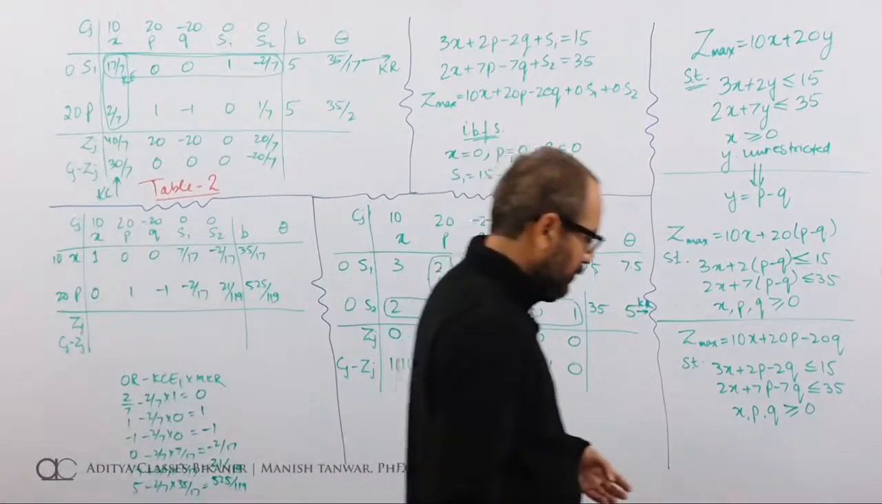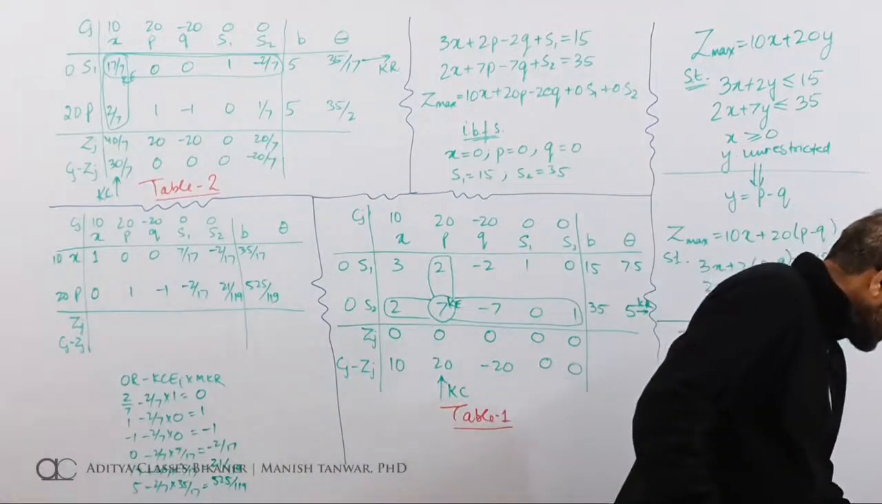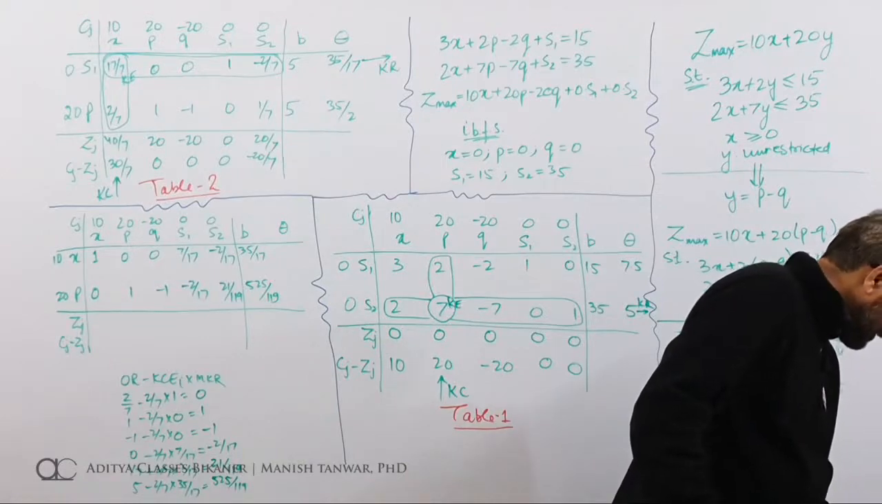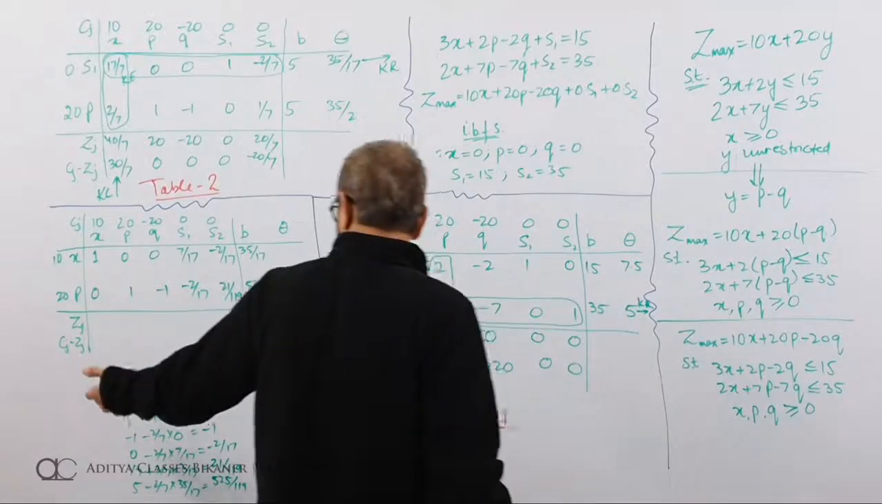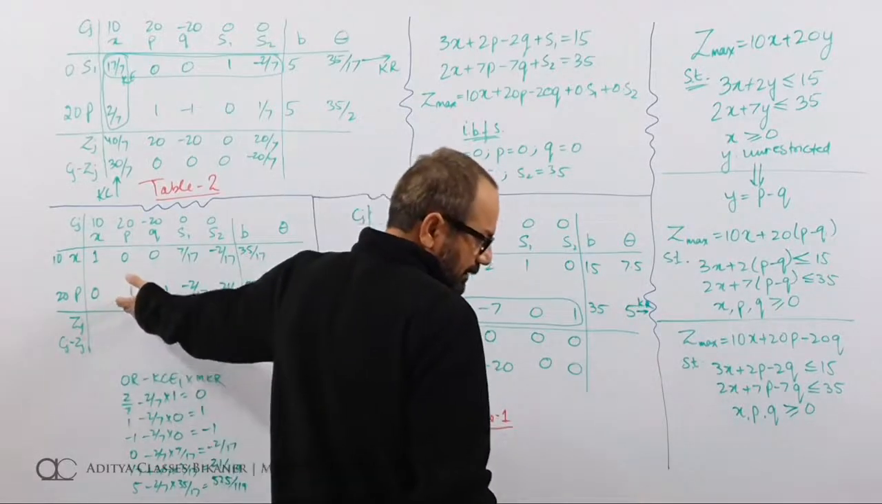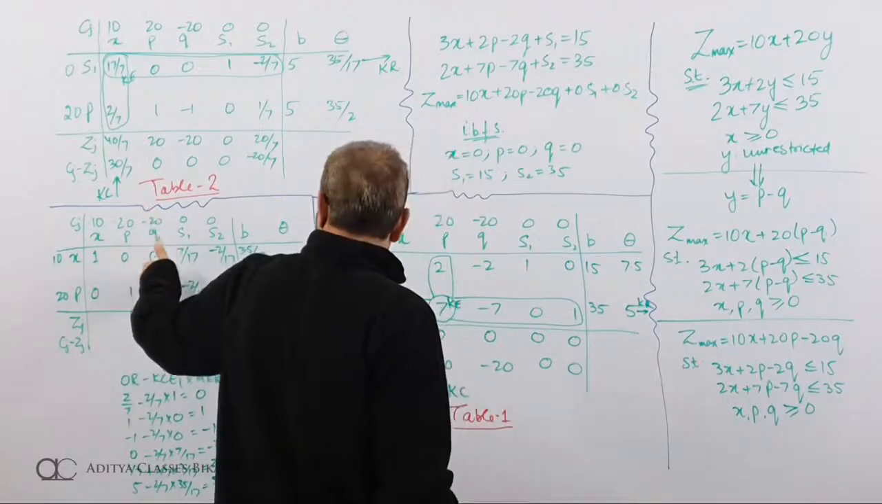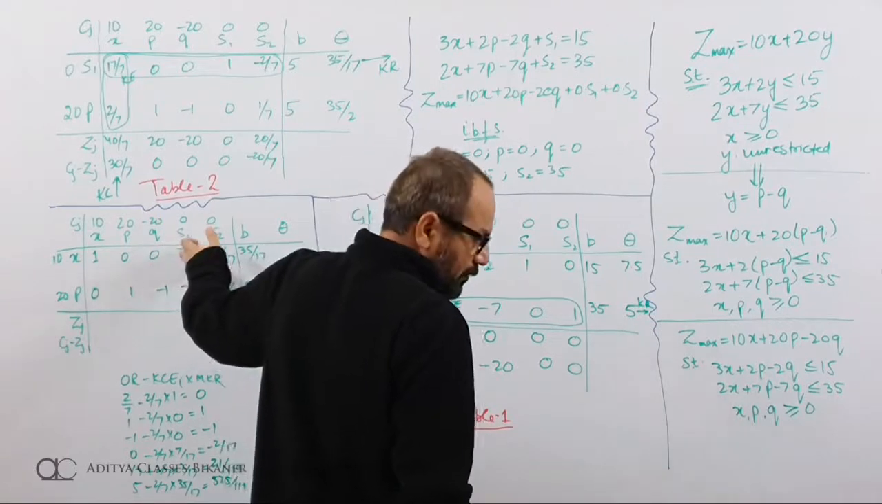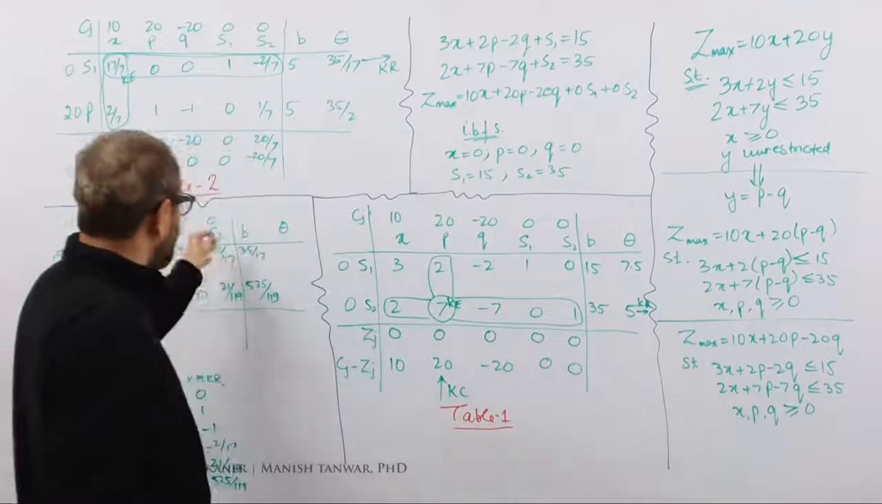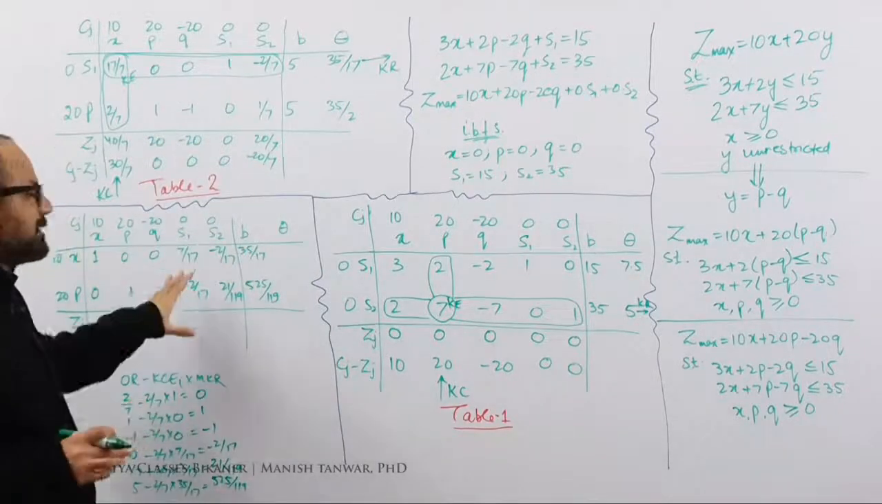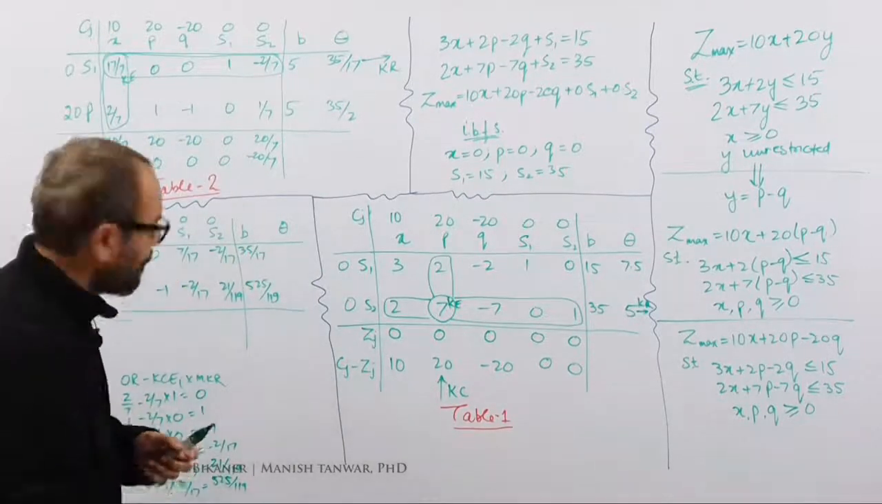This is our new row. Let me just quickly check it. If it is the same, we have a 1 0 0 0 1 minus 1, then there is a 7 and minus 2 and 21. Perfect. 35 and 75. Perfect. So this is our second table.